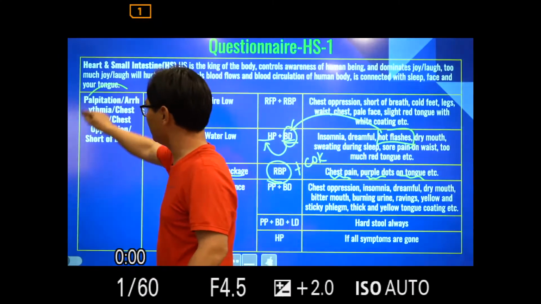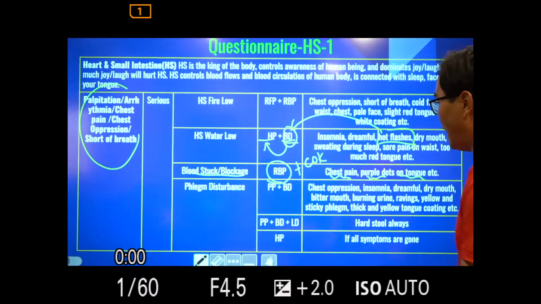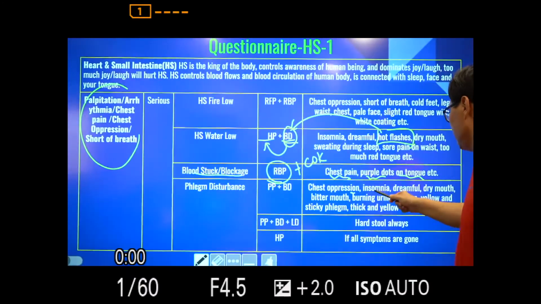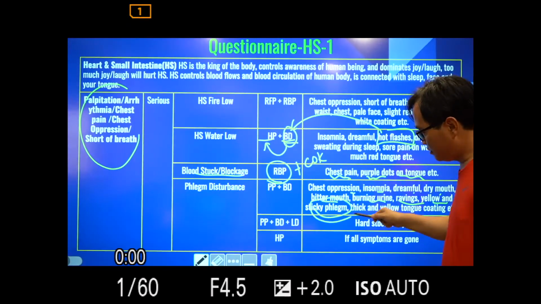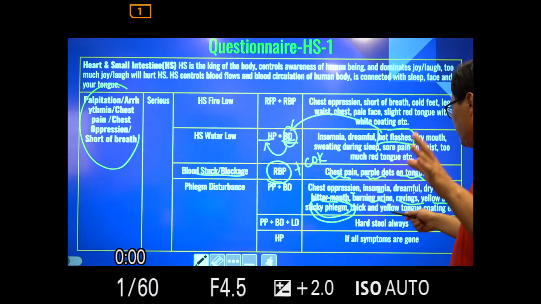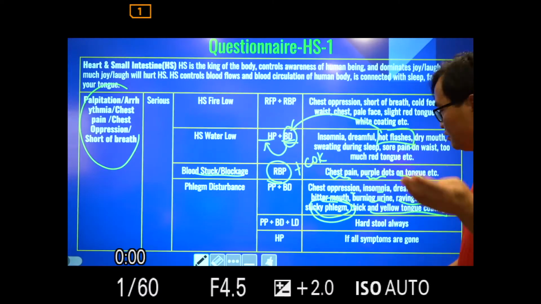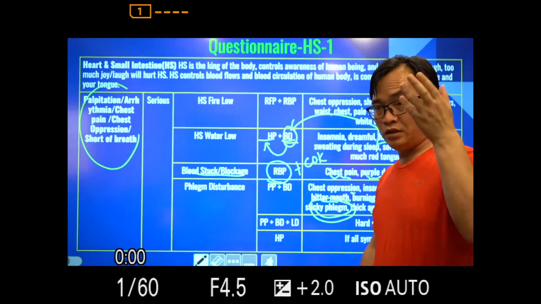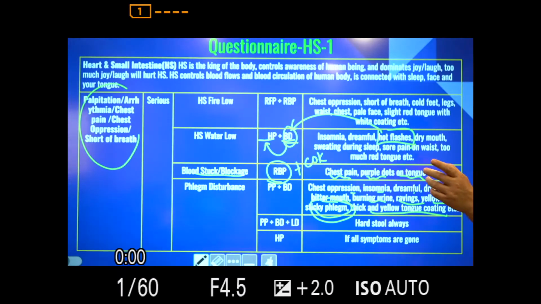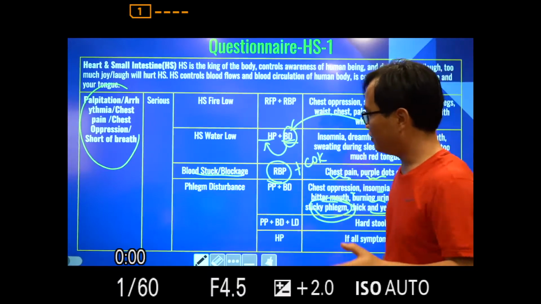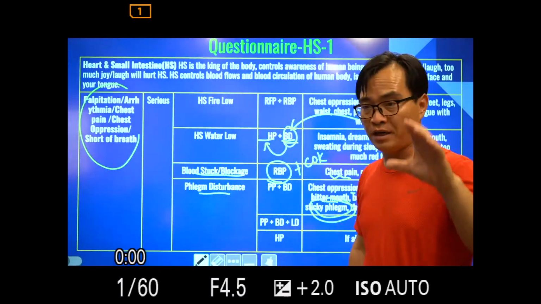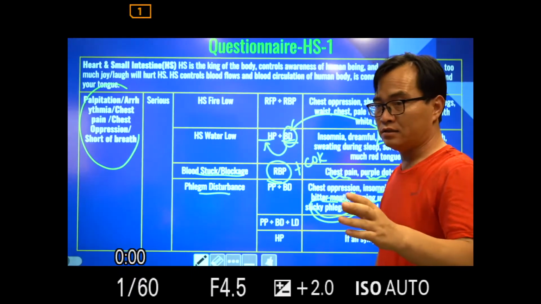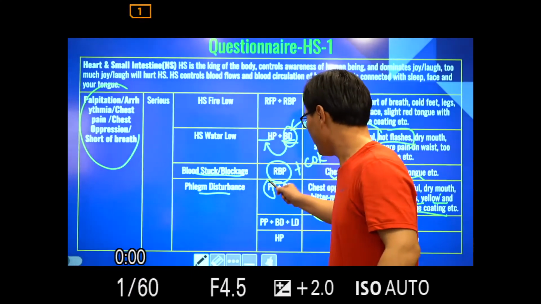If people have those kinds of problems, and at the same time have chest pressure, insomnia, dreamful sleep, dry mouth, bitter mouth, burning urine, ravings, and yellow, sticky phlegm, with a thick, yellow tongue coating, it is hot inside. So it will be phlegm disturbance or phlegm in the HS system blocking the circulation. So we need phlegm pill and blood detox.